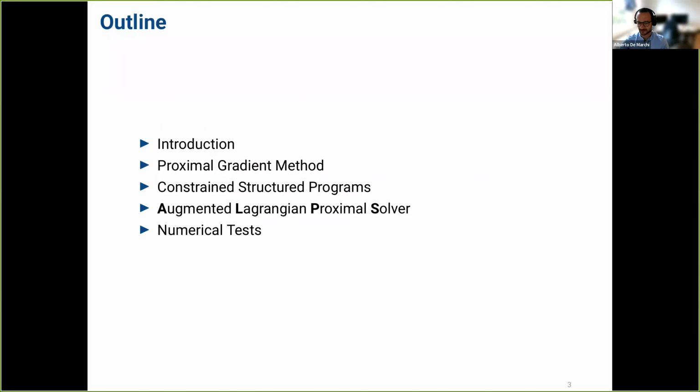So this is the outline of the presentation. I will give an introduction about the problem class, that is these constraint structured problems, and I will introduce the proximal method for these problems without constraints, just to give some definitions and notation. Then I will move on to this problem class, and we will give stationarity conditions and investigate also sequential stationarity conditions. And then finally, we'll present a method to solve, or at least to try to solve these problems. And finally, some numerical results.